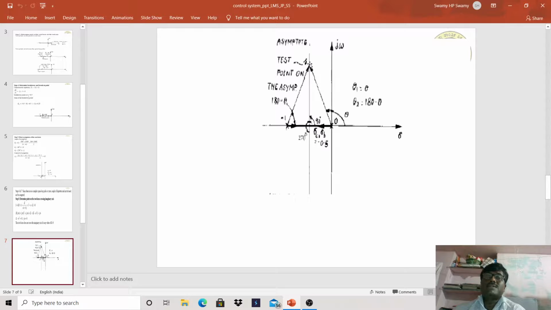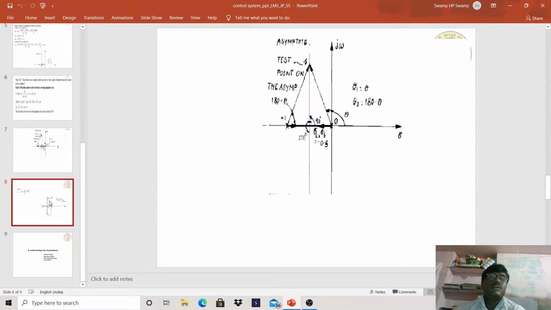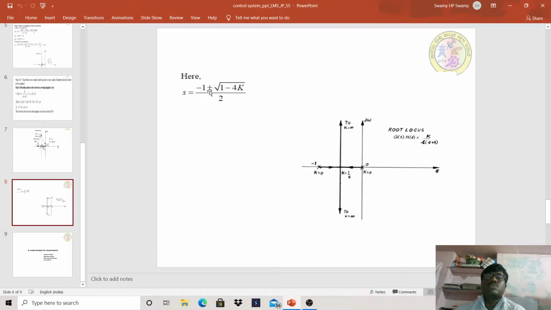This is the test point s, and this is the angle 180 minus theta. This angle at point minus 0.5, at the centroid, is 90 degree. This angle is theta 2, equal to 180 minus theta 1. Like that you are going to calculate. Now here s is equal to minus 1 plus or minus root of 1 minus 4k divided by 2. So this is how the root locus of the given transfer function G of s H of s is equal to k divided by s into s plus 1 is drawn.